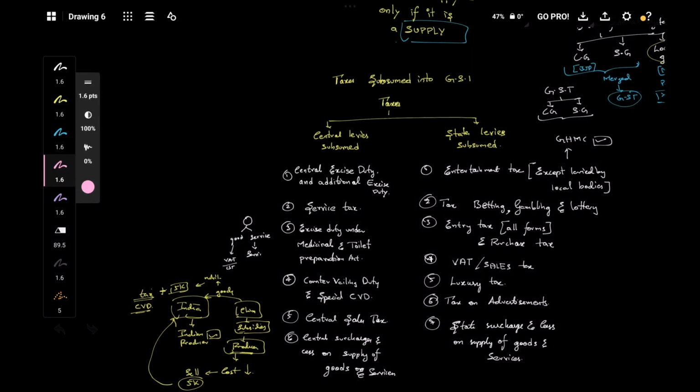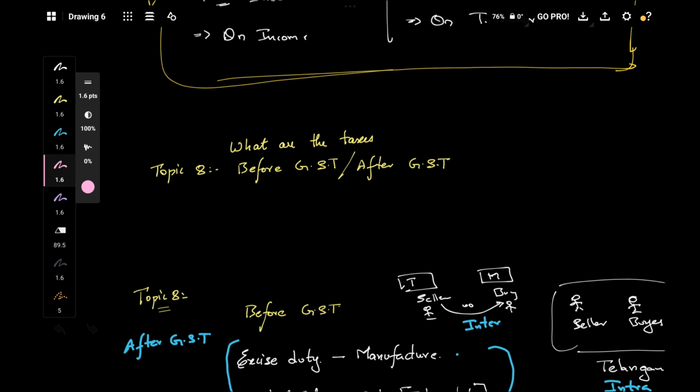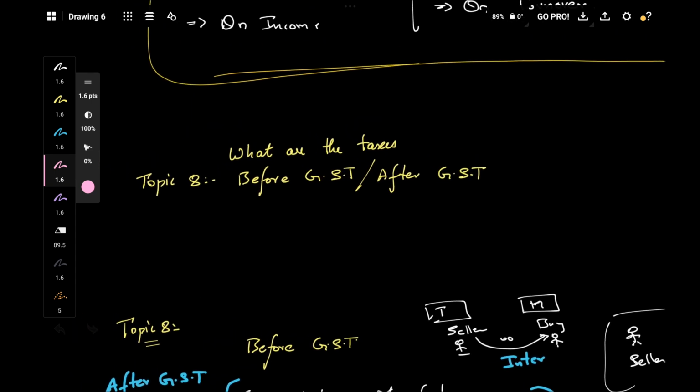So guys, we'll stop our discussion here today and continue with the next topic in the next class. There is some portion remaining in this topic, before GST and after GST. In this we will also discuss the taxes which are not subsumed into GST, like tax on alcohol, liquor for human consumption, and tax on cigarettes. On cigarettes there is GST, but there are also other taxes too, which continue. Why? Because they are sin goods, and there is also cess levied on cigarettes. We'll discuss all that tomorrow.